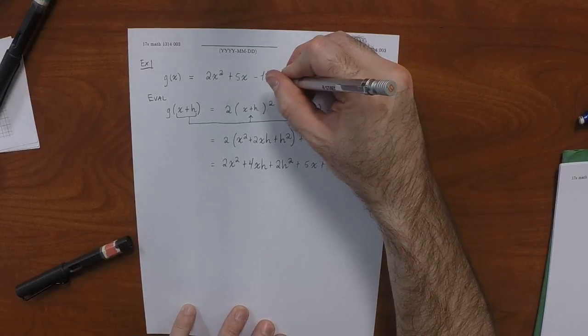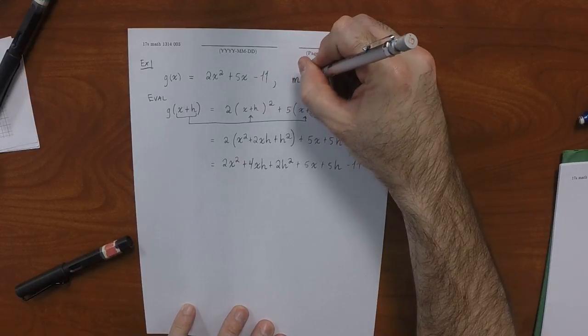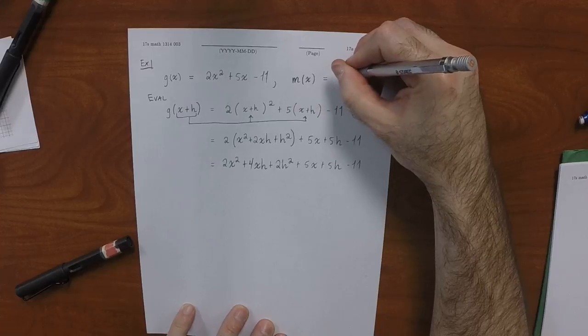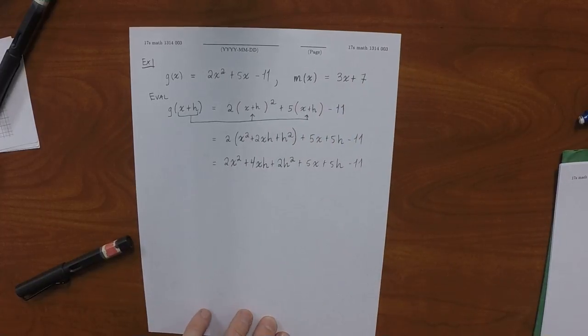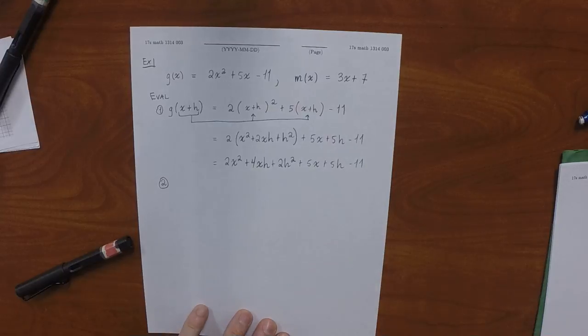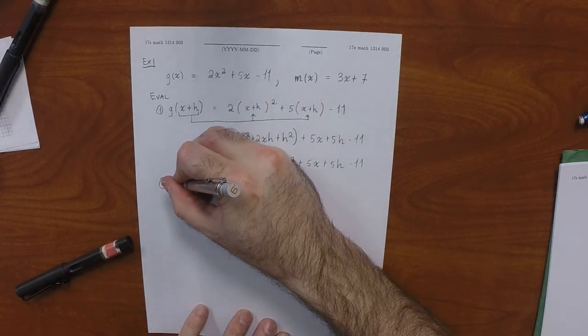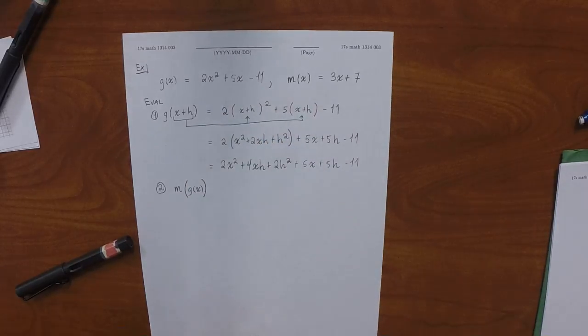How about if I add another function into the mix and say that we've got m of x is 3x plus 7. And now what I want you to do is m of g of x. So now we're putting functions inside of other functions. Right?